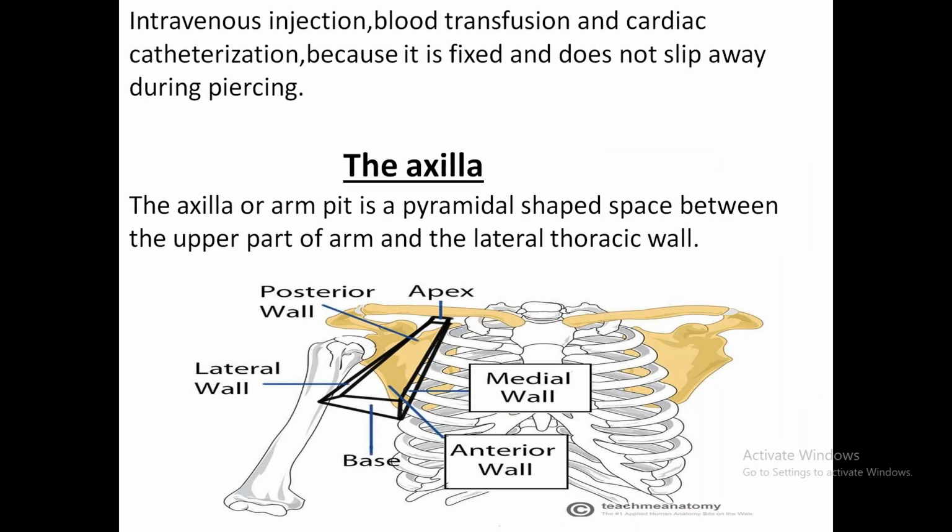The axilla. The axilla or armpit is a pyramidal shaped space between the upper part of the arm and the lateral chest wall. It has an apex, base, anterior wall, posterior wall, medial wall, and lateral wall.